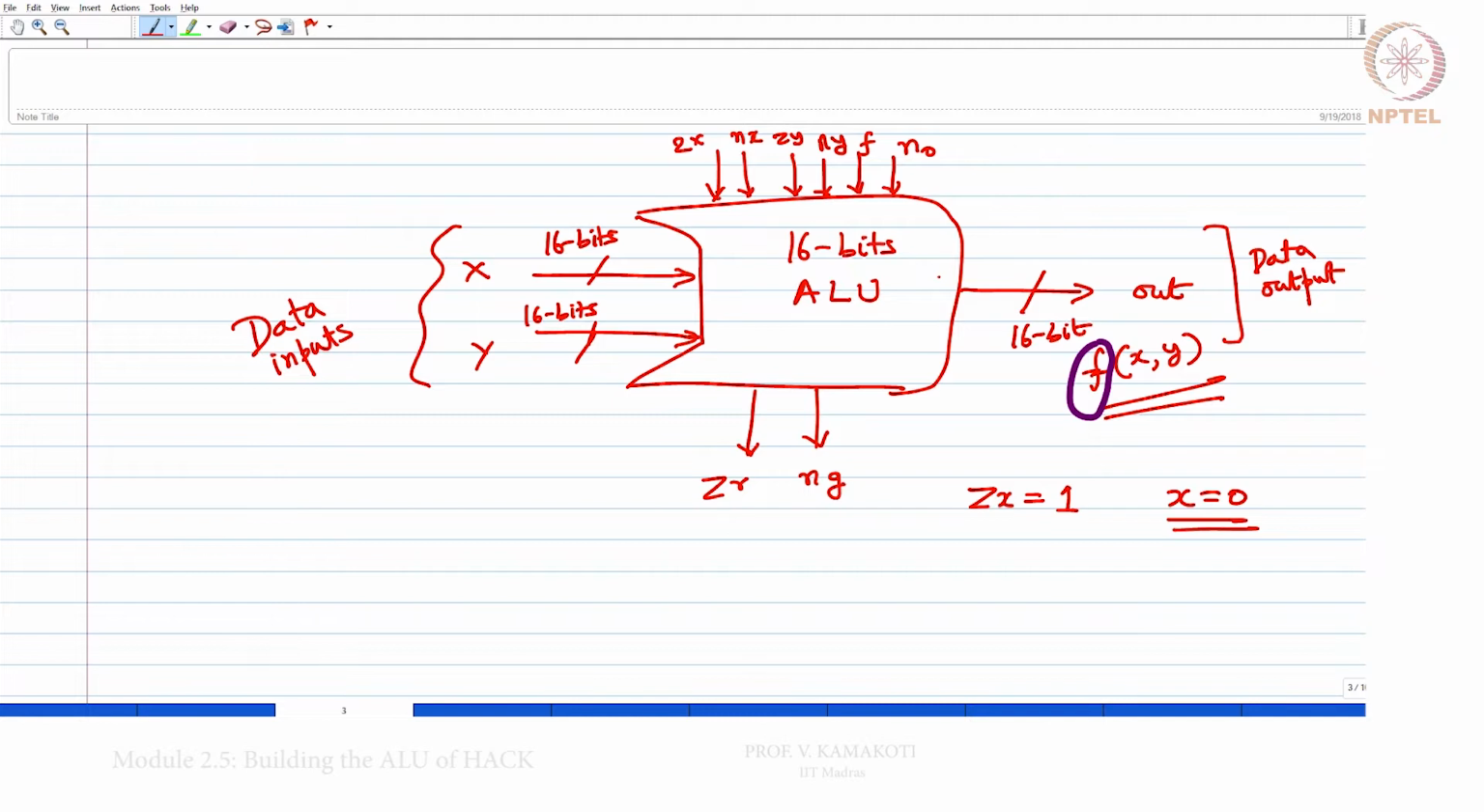Similarly, when I make Nx equal to 1, whatever input you give to x will get inverted. So if I give, say, 1 0 0 1 1 1 0 1 1 1 1 1 0 0 1 0, 16 bits for x, this will become 0 1 1 0 0 0 1 0 0 0 0 0 1 1 0 1. So it will just get inverted if Nx is 1. If Zx is 1, all these bits will become 0.